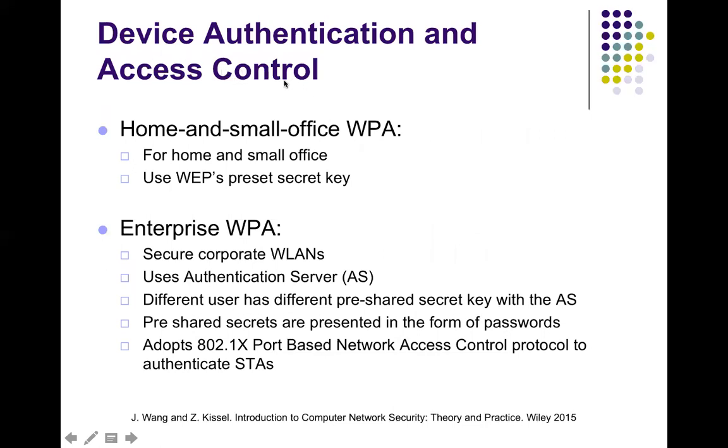All right, so WPA comes in two versions. One is for home and small office use, for an individual or for a small number of STAs in a home or in a small office. And it has another version which is called Enterprise WPA. This is for a large organization. It provides secure WLANs for a large organization.